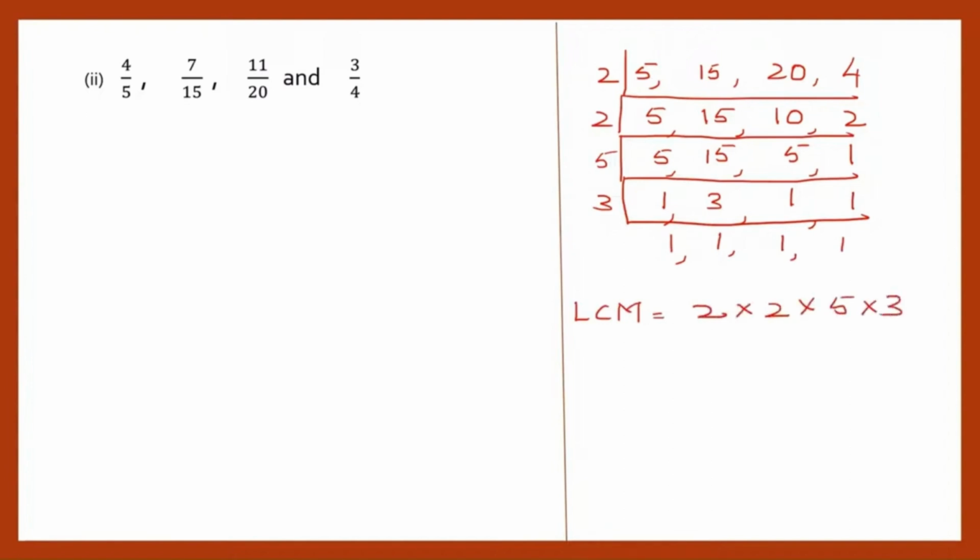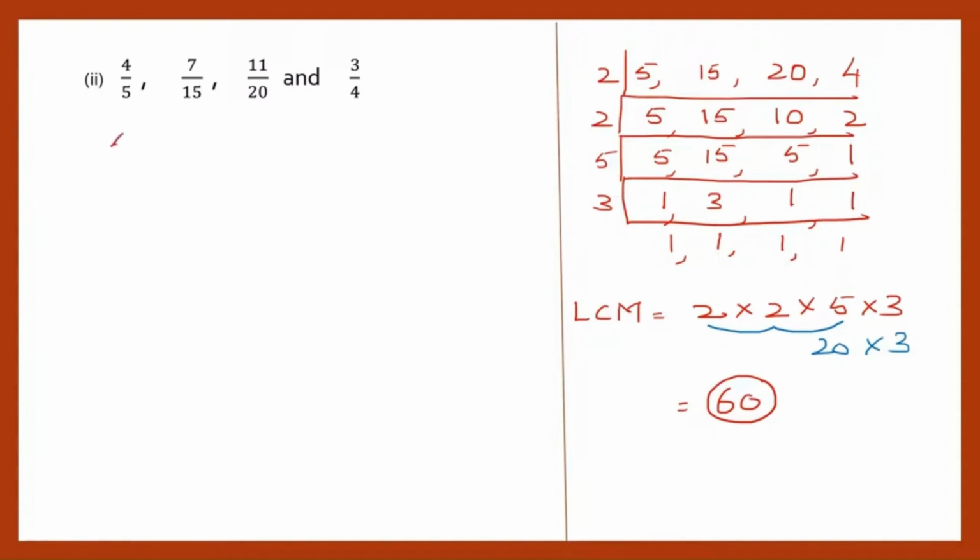Okay, so let's do this. 2 twos are 4, 4 fives are 20. So 20 into 3 is 60. So our LCM is 60. So let's use this LCM to find the new numerators and to arrange the fractions in descending order. Okay, so let's go on.